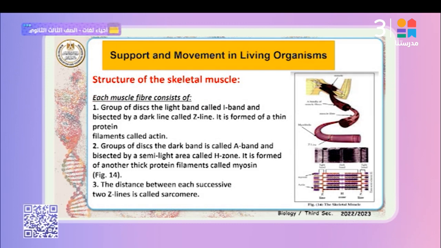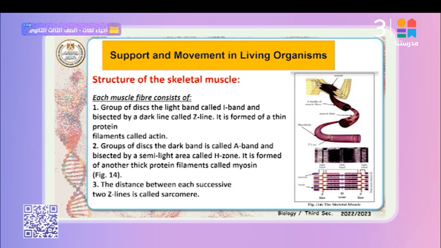Structure of the skeletal muscles. Each muscle fiber consists of a group of disc-like bands. The light band, symbolized by I, consists of only thin filament, called actin. It is bisected by the Z line, the zigzag dark line. The dark band is found in the I band, it consists of two types: myosin, the thick filament, and actin, the thin filament.